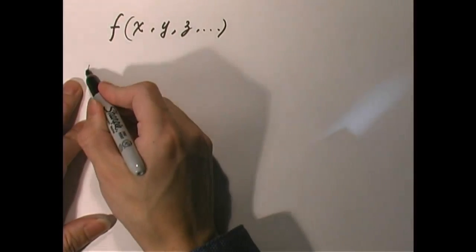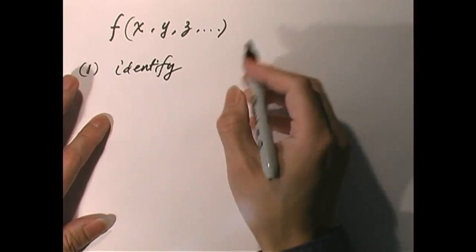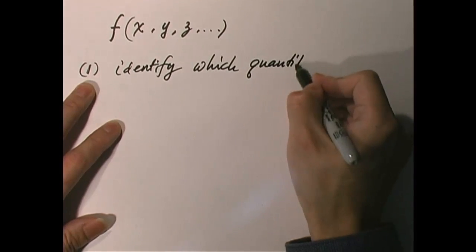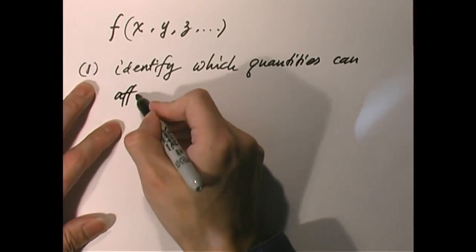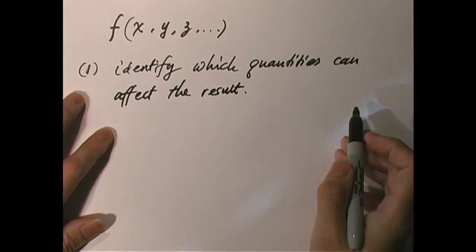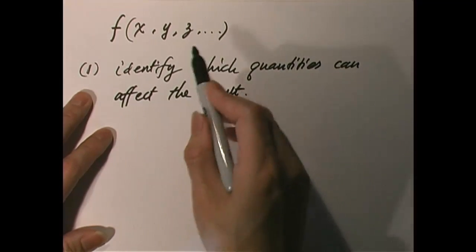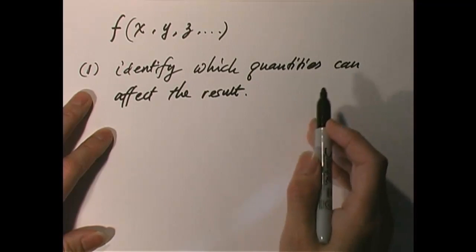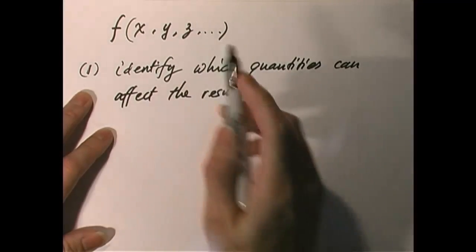First of all, step number 1. You must identify which quantities can affect the result. Say for example, in order to find this function f, I find there are 3 parameters x, y, z. They can affect the result. These 3 and only these 3. That's the first thing you want to know. Which quantities affect? You don't even really know how they affect, but at least these are the quantities relevant.